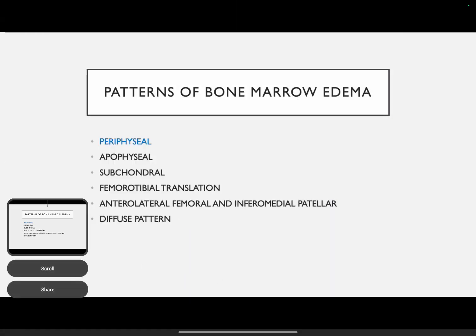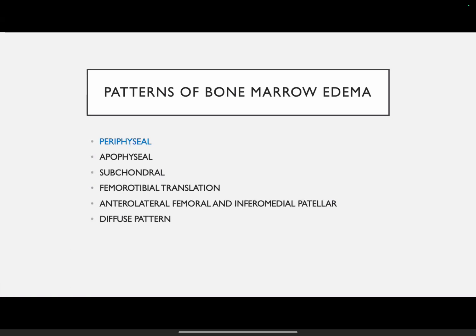These are the various patterns of bone marrow edema, by area of involvement. One is periphyseal, which is adjoining the growth plate or physis. Second is epiphyseal involvement, at the attachment of tendons and ligaments. Then the subchondral pattern. Next is the femorotibial translational pattern, or kissing contusions. Next is the anterolateral femoral and inferomedial patellar pattern, as we see in certain dislocation events, and finally the diffuse pattern of marrow edema.